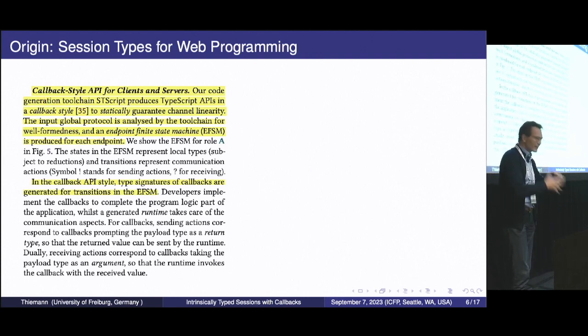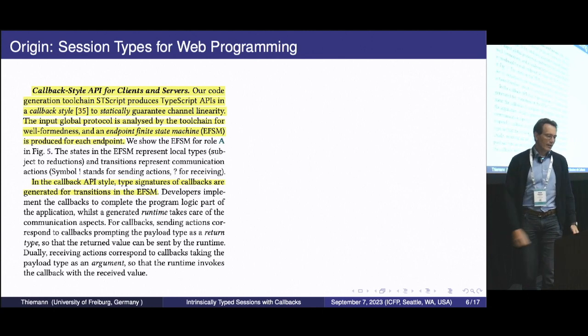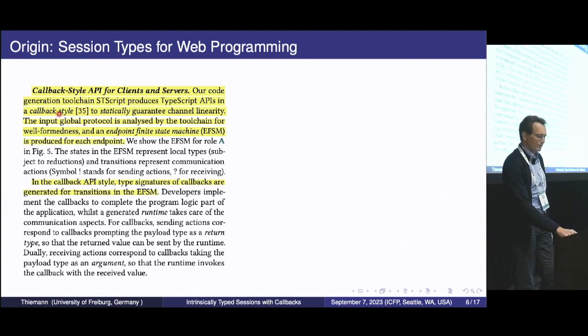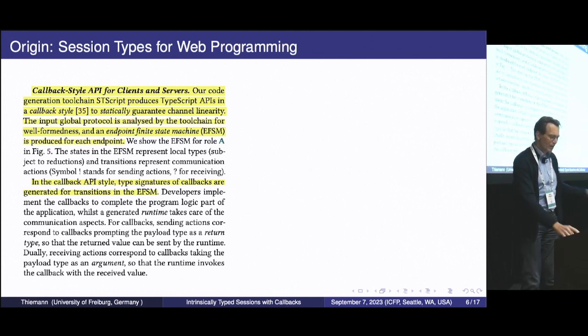What you do every time when you have a JavaScript or a TypeScript API, almost all of them are like that. So our toolchain produces TypeScript APIs in a callback style to statically guarantee channel linearity. And when I read this, I thought, wow, TypeScript doesn't have linear types, and somehow they do that. So how do they do that?